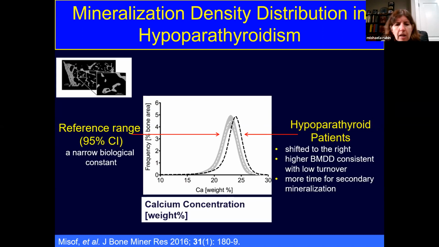And if you think about it, it makes sense because everything is slowed down in the bone. So the normal bone replacement is slowed down. So mineral is going to accumulate more just because there's more time for it to accumulate. And that can lead to this hypermineralized bone.